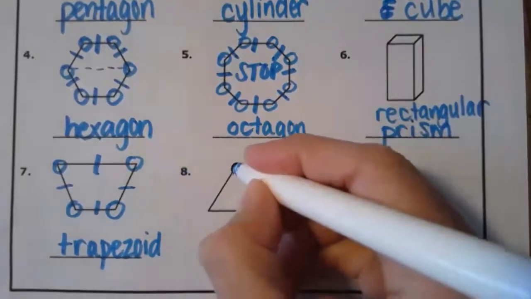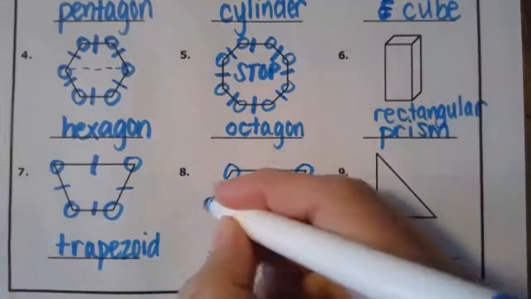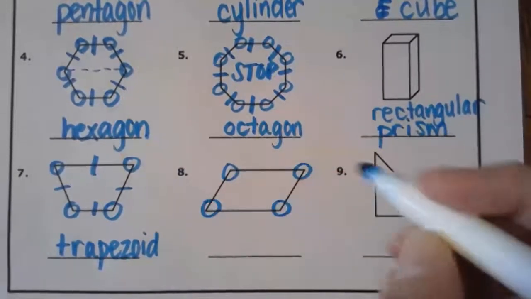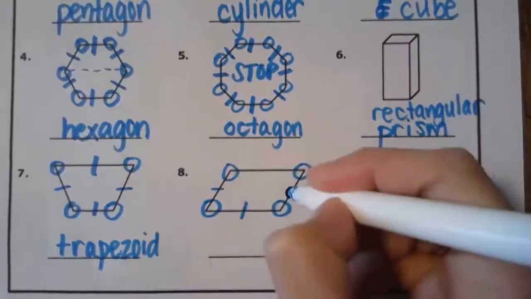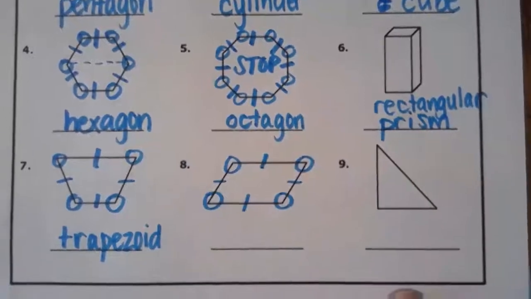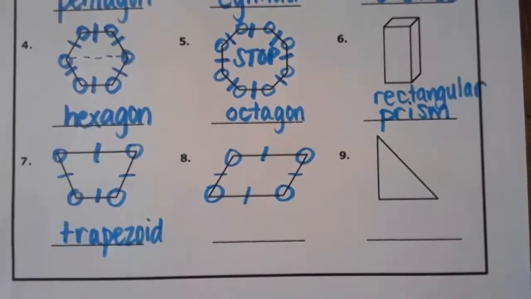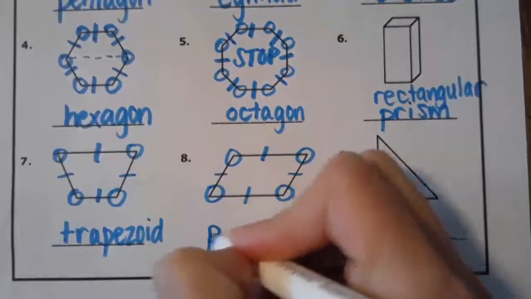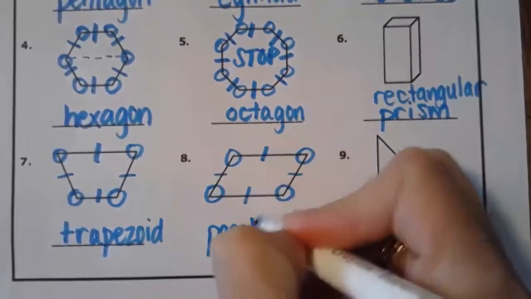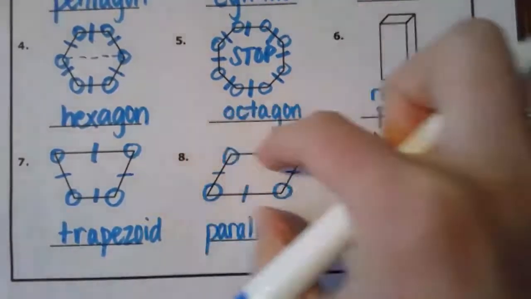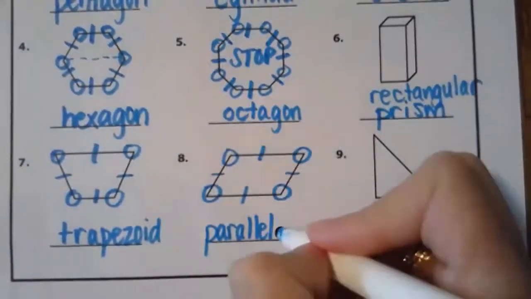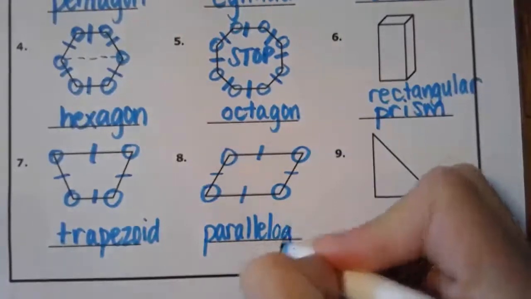Speaking of lines that are parallel, this figure, which is a flat figure, a polygon, has 4 sides and 4 angles. It's not a trapezoid though. It is a parallelogram because these 2 sets of lines will go on forever, and these 2 sets of lines will go on forever without intersecting.